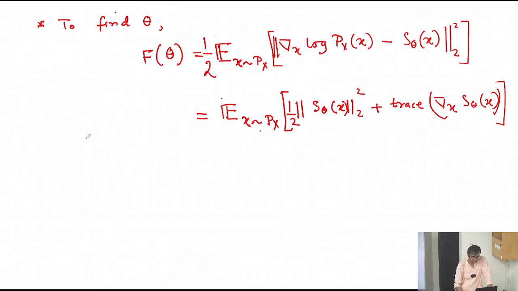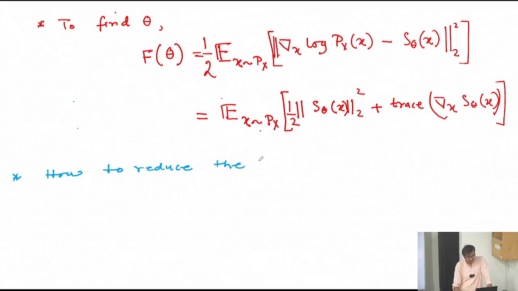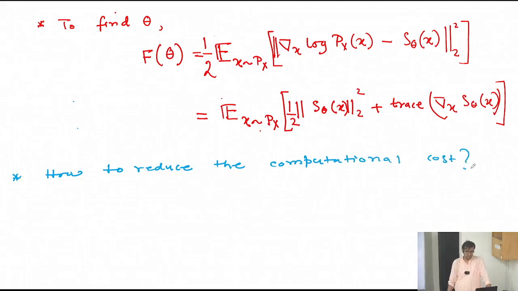So we need to do something about the computational cost. How to reduce the computational cost? What is the reason for the computational cost? The trace term, right? Somehow we need to eliminate that. So one algorithm that does that is denoising score matching.